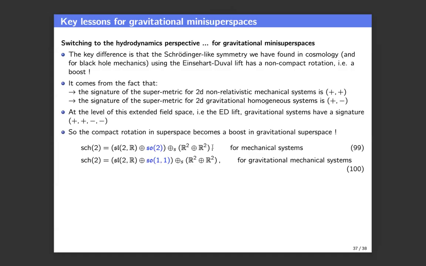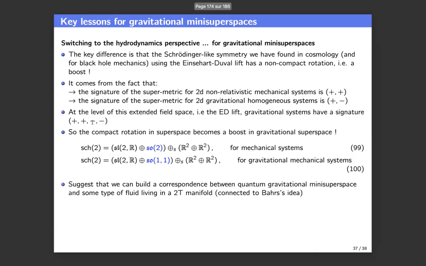So at the end of the day, for a mechanical system, the Schrodinger symmetry is given by this, with a compact rotation. But for a gravitational mechanical system, you have a compact boost. And this comes from the fact that you have two times in the extended field space, where the Schrodinger symmetry is realized. So this suggests that we can build a correspondence between a quantum gravitational mini-superspace and some type of fluid living in what we call a two-time manifold, so plus minus, which is connected to other ideas that have been introduced by Bars in particular.